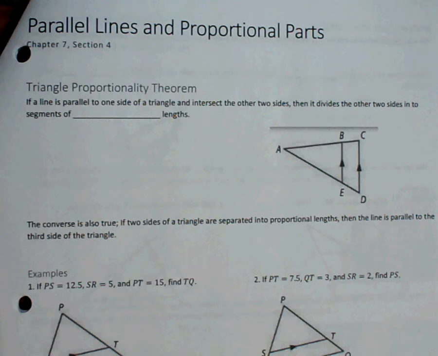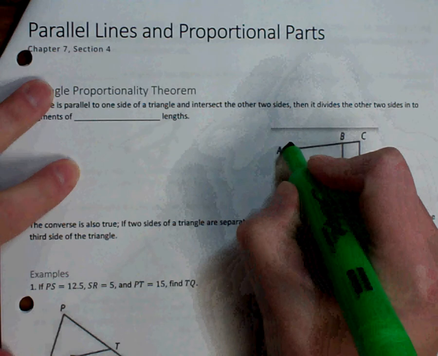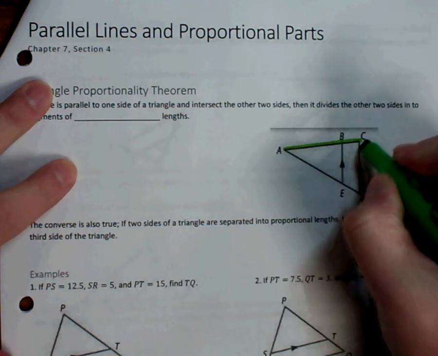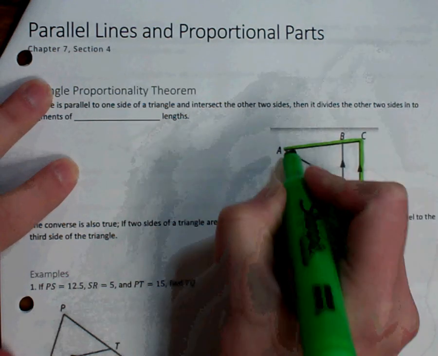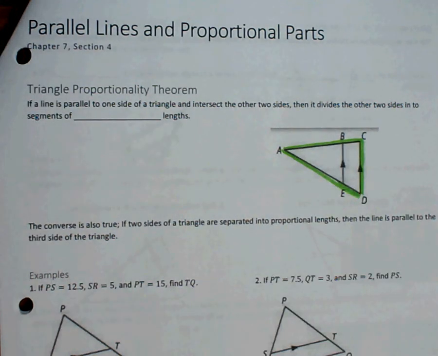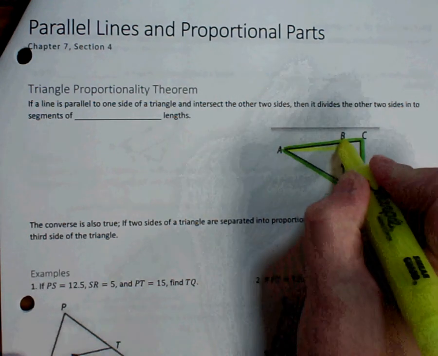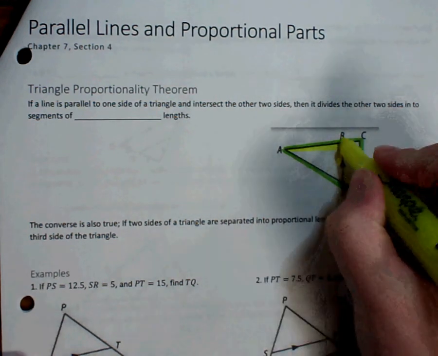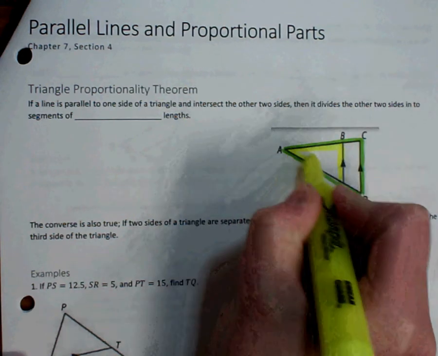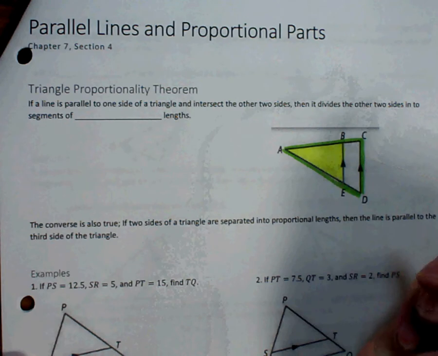Section 4 is about parallel lines and proportional parts. So in Section 3, when we were talking about similar triangles, we looked at the big triangle, or the outside triangle here as a whole, and we looked at the small triangle that was created by this parallel line that runs through the triangle. Okay, and that is how we set up our proportions.